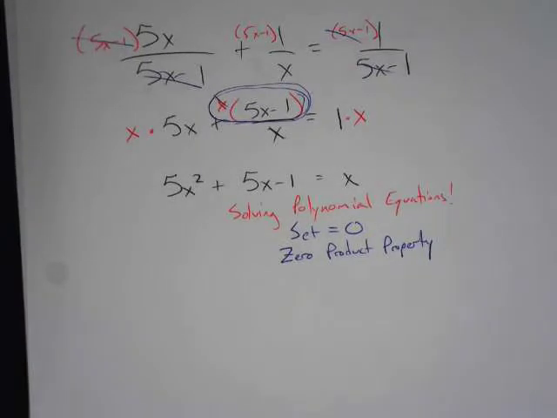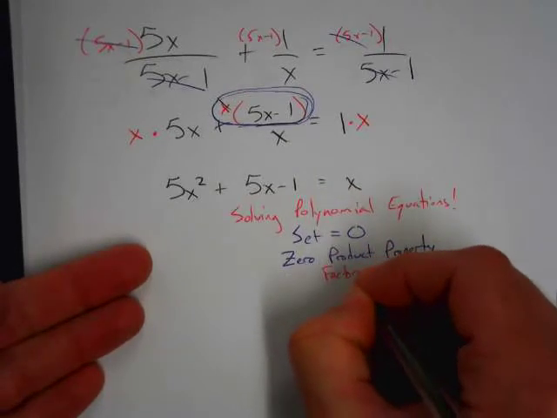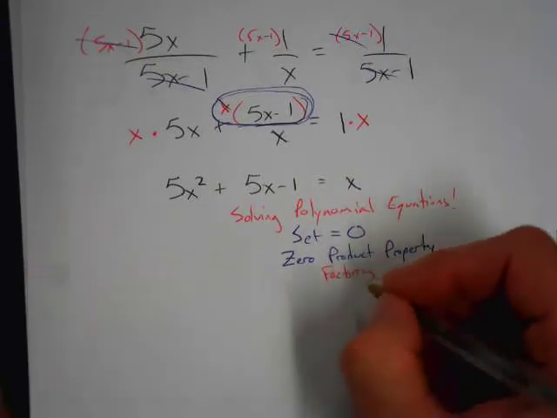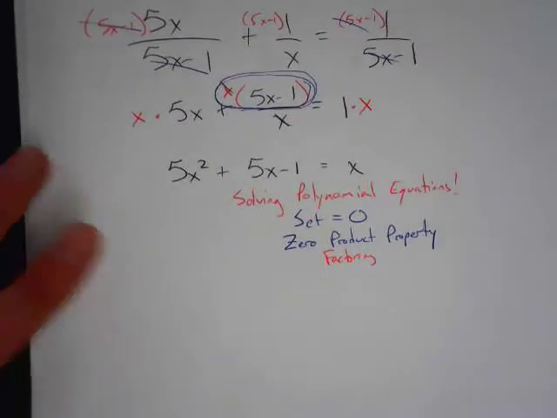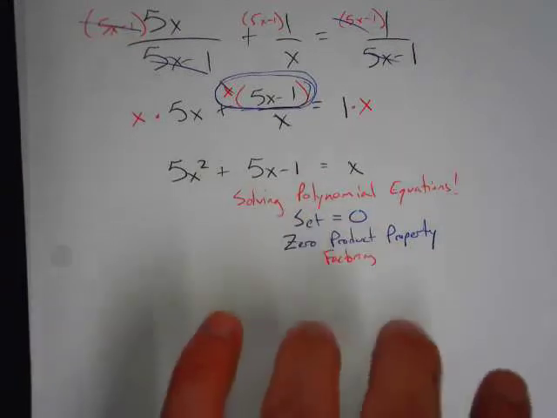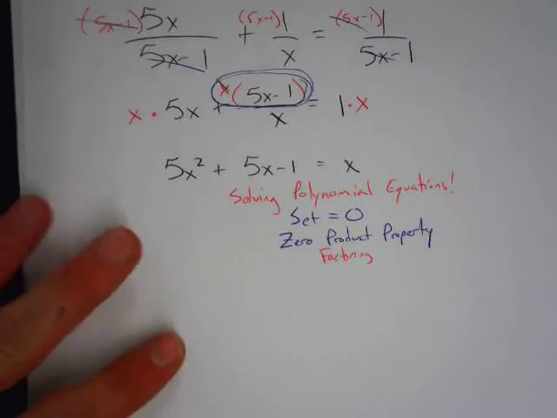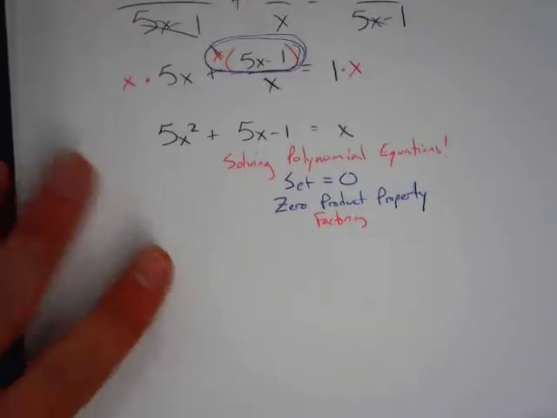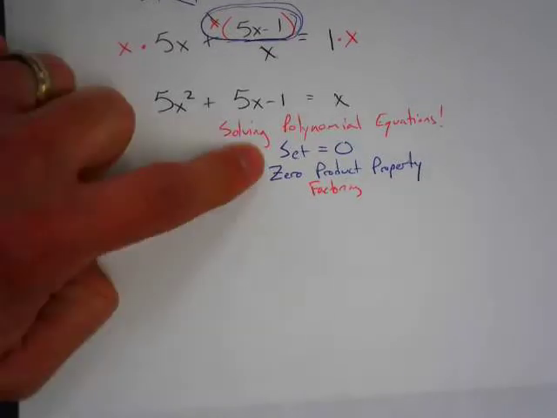So we have to remember how we solve polynomial equations. We set everything equal to 0, and then we use the zero product property, which means we will be factoring and setting stuff equal to 0. That's all refresher from solving polynomial equations. If you are stuck here with what I'm about to do, there's an entire playlist on polynomial equations. You want to look for solving them.